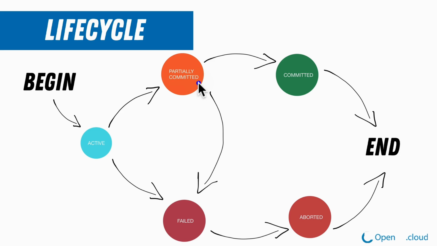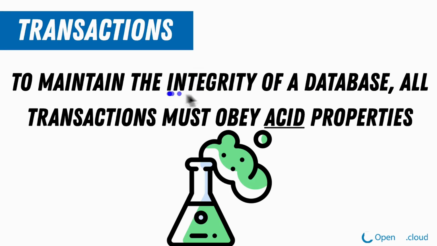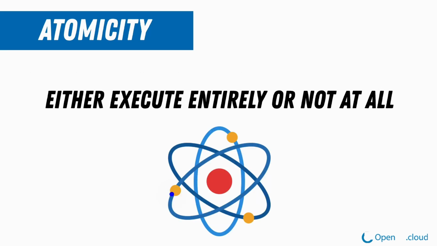And so this comes down to the properties of a transaction. The properties of a transaction dictate why things happen this way. To maintain the integrity of a database, all transactions must obey the ACID properties. No, this is not some science experiment. We're not going to play with actual acid. The ACID properties are an acronym, and they stand for, first of all, atomicity. You either execute the entirety of the transaction or none of it at all. The transaction has to happen entirely or none at all.